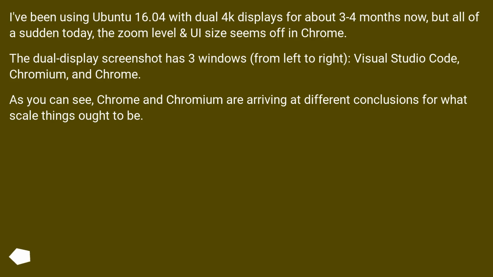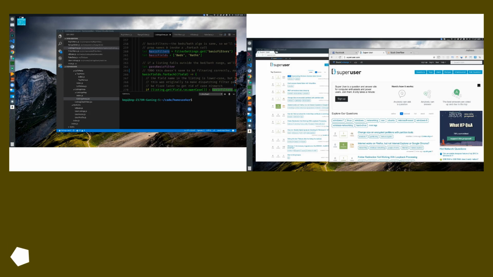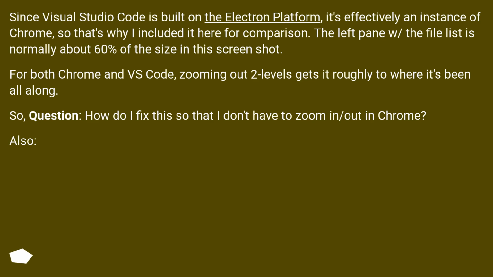The dual display screenshot has 3 windows, from left to right: Visual Studio Code, Chromium, and Chrome. As you can see, Chrome and Chromium are arriving at different conclusions for what scale things ought to be. Since Visual Studio Code is built on the Electron platform, it's effectively an instance of Chrome, so that's why I included it here for comparison.